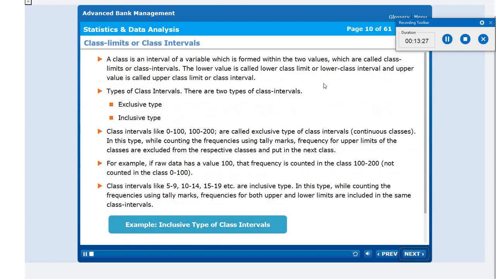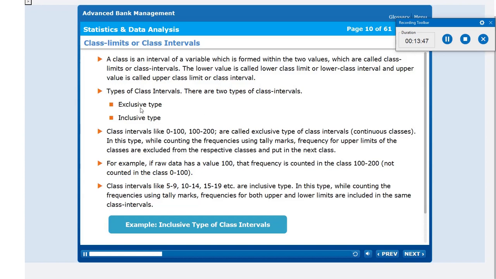Class limits or class intervals. A class is an interval of a variable, which is formed within two values, which are called class limits or class intervals. The lower value is called the lower class limit or lower class interval, and the upper value is called the upper class limit or class interval.